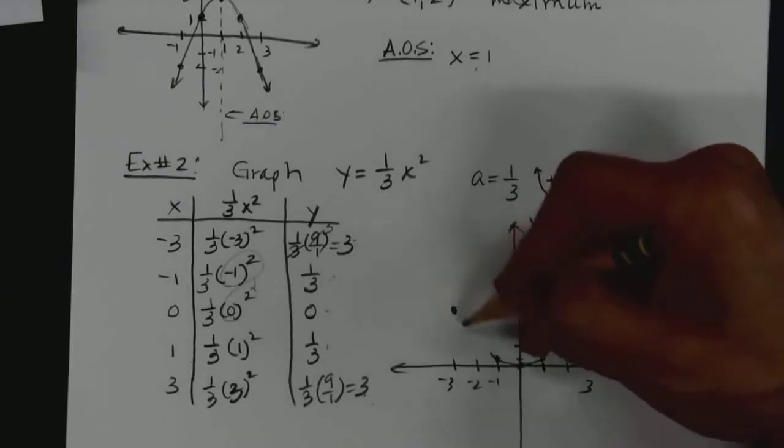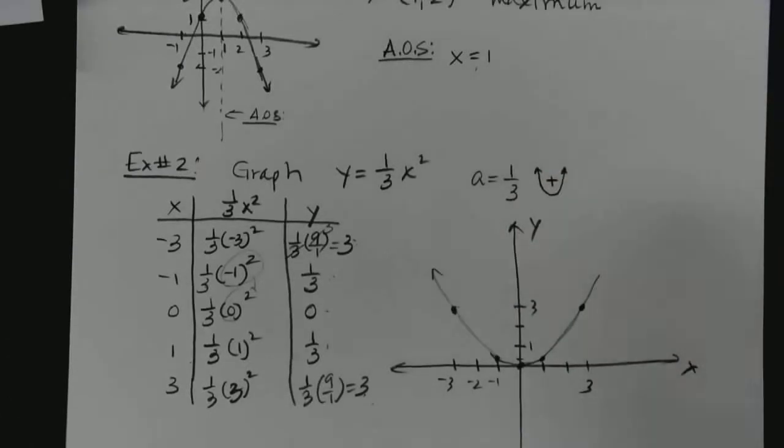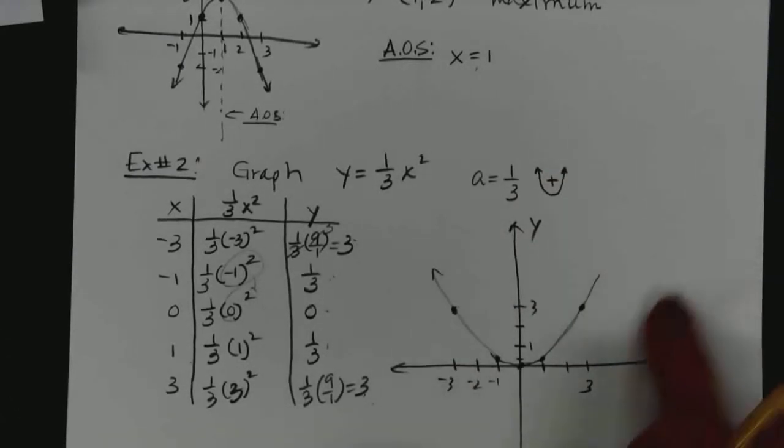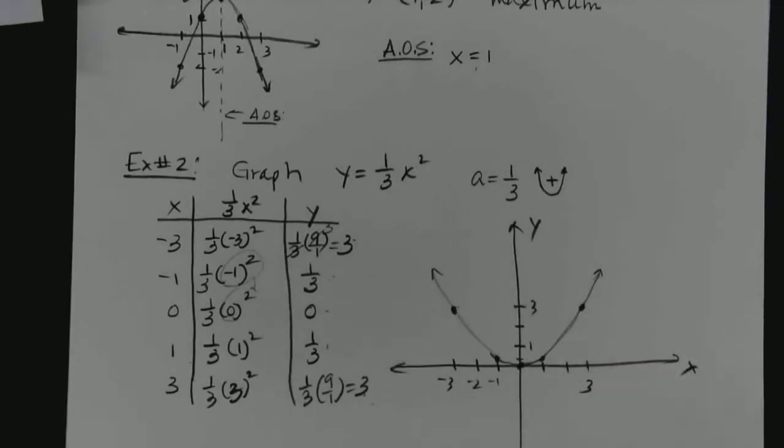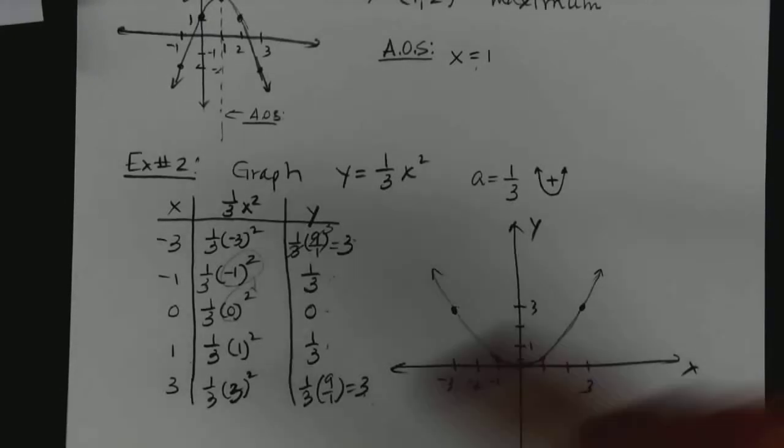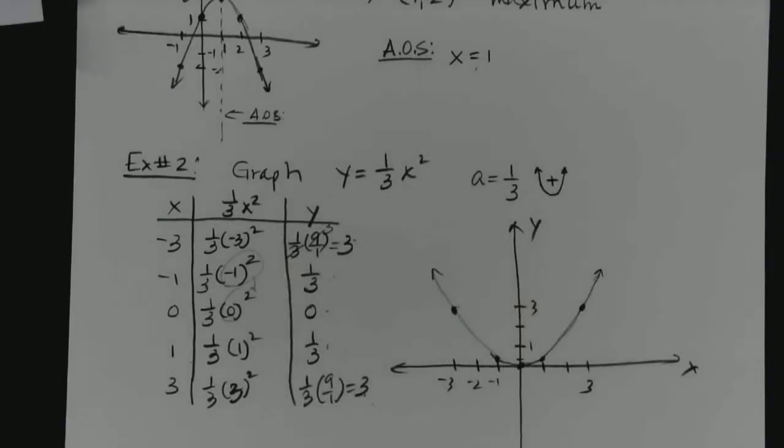And see how wide this is? Okay? It's because A is a very small number. The smaller the A value, the wider it is. The bigger the A value, the narrower it is. Okay? So any questions with this? No. Okay. Example number 3.